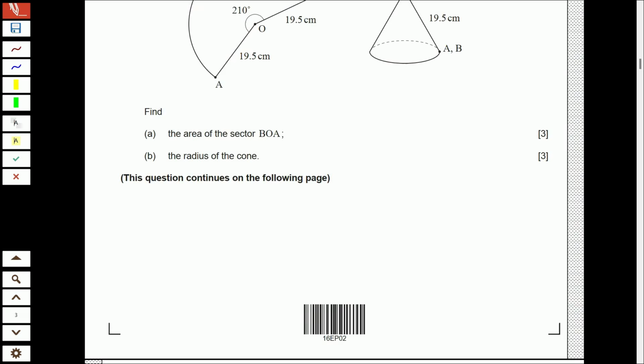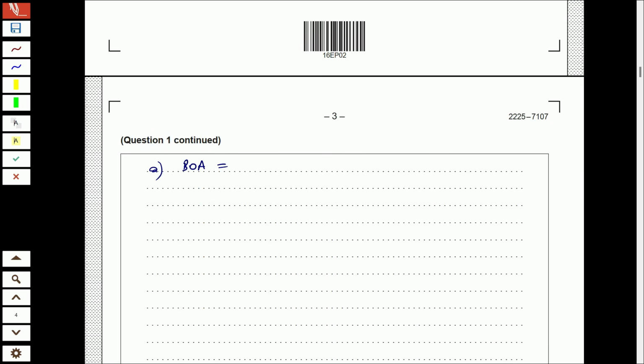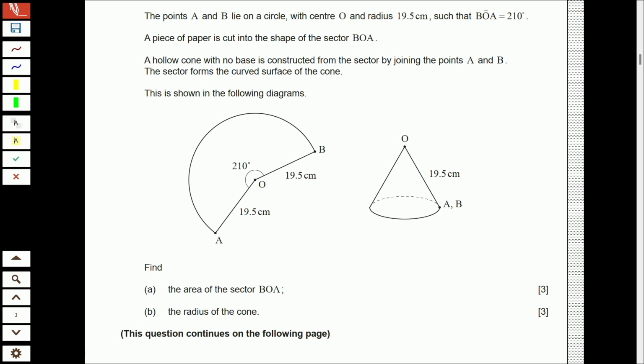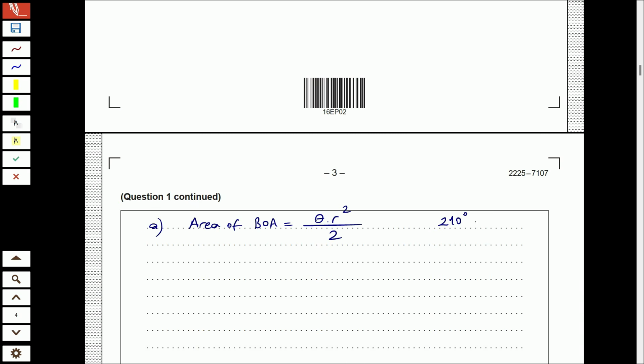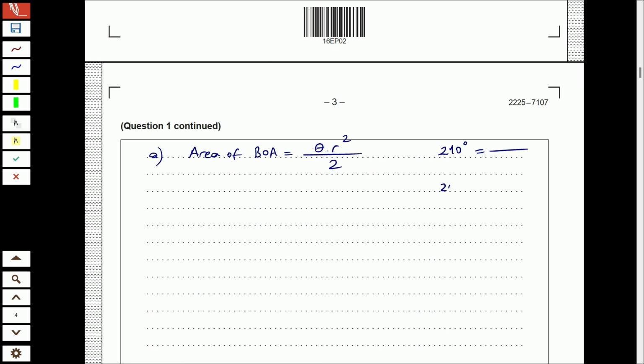The area of the sector, I know that it equals, the area of BOA is going to be theta times r squared over 2. I know the angle is 210 degrees. I'm going to convert it into radians, so you can convert to radians by multiplying by pi over 180, and from here let's cancel 30. So it's going to be 7 pi over 6.